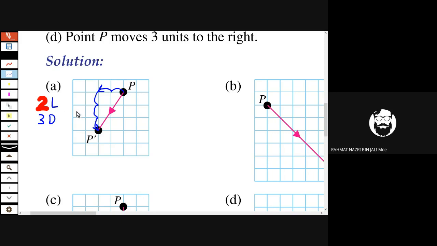So after that, we have to draw the diagram of vector or vector translation. So we start from, draw the arrow from P, the original place P, to the image P prime. So the arrow here shows the vector translation of point P with the translation to the 2 units to the left and 3 units downward.